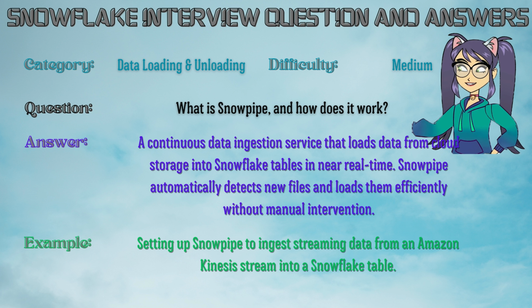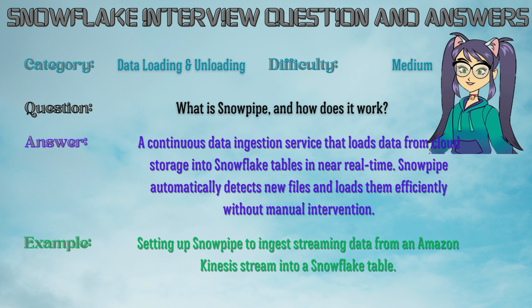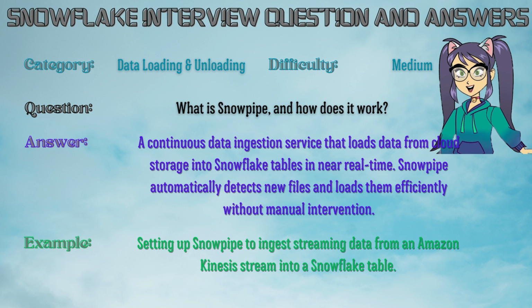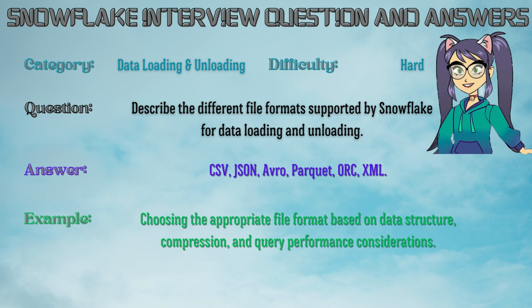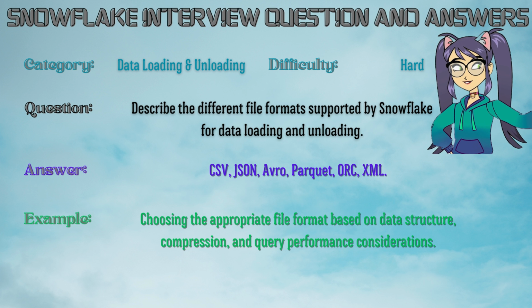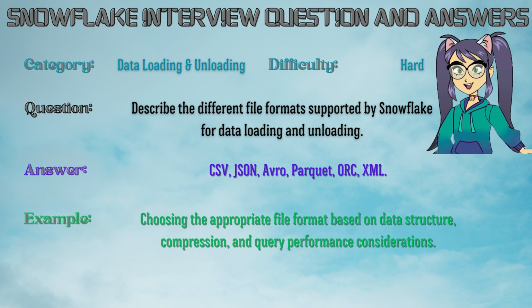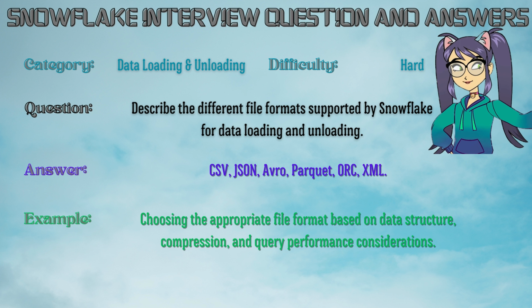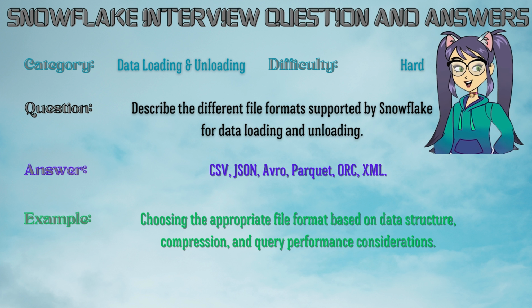Snowpipe automatically detects new files and loads them efficiently without manual intervention. For example, setting up Snowpipe to ingest streaming data from an Amazon Kinesis stream into a Snowflake table. Next question: describe the different file formats supported by Snowflake for data loading and unloading. And the answer is CSV, JSON, Avro, Parquet, ORC, XML. For example, choosing the appropriate file format based on data structure, compression, and query performance considerations.